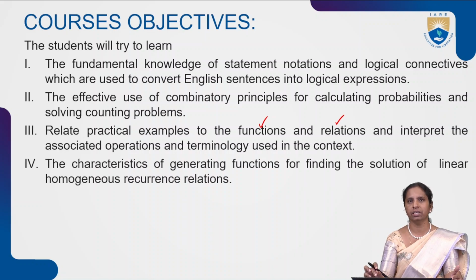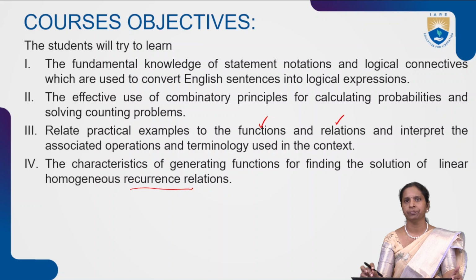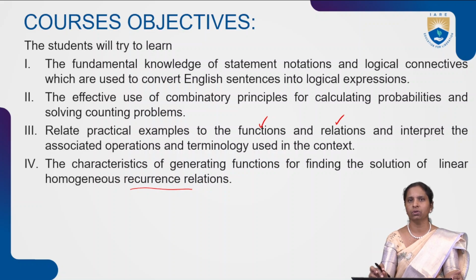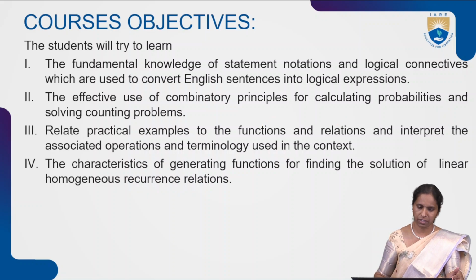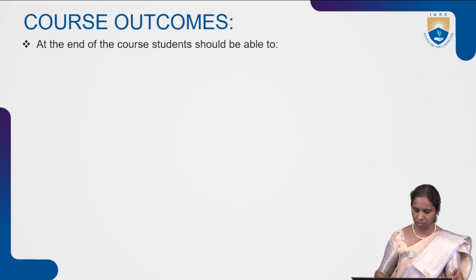And also the students will learn the characteristics of generating functions for finding the solution of linear homogeneous recurrence relations. So in order to find the solution of this type of equations, you use the concept of generating functions. And the next one is the course outcomes. Course outcomes are nothing but what the students are able to do after learning this course.